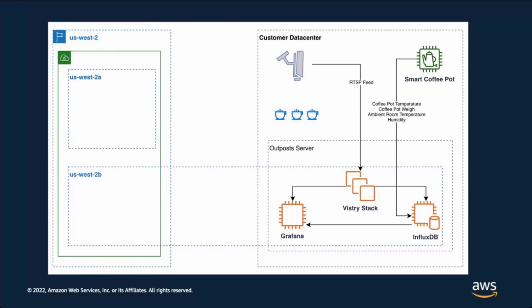So, the Vistry stack is EC2 instances, and inside I think they're running Docker. And then Influx is an EC2 instance, Grafana is an EC2 instance, and all those have LNIs attached to them. And it's communicating back to the camera and to the Smart Coffee Pot over the respective LNIs.